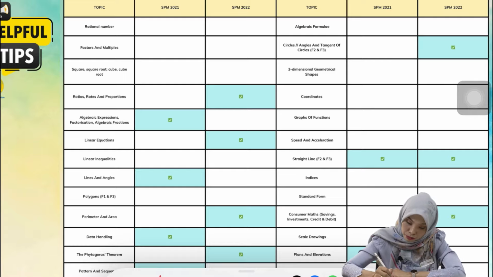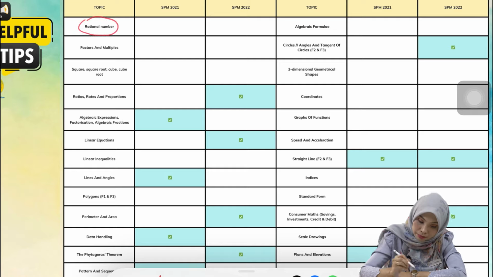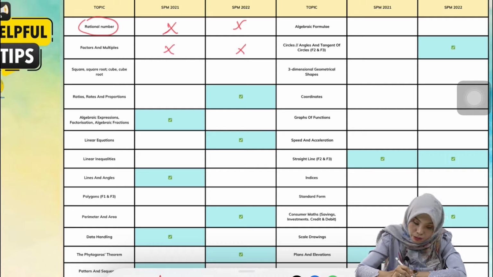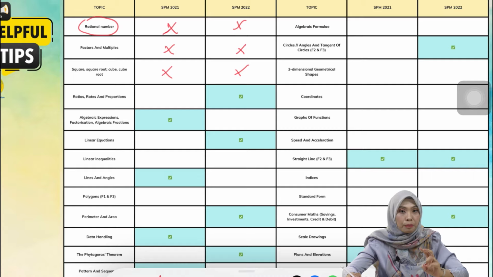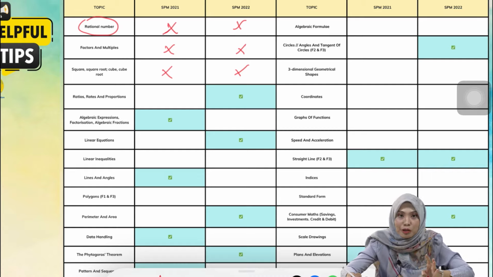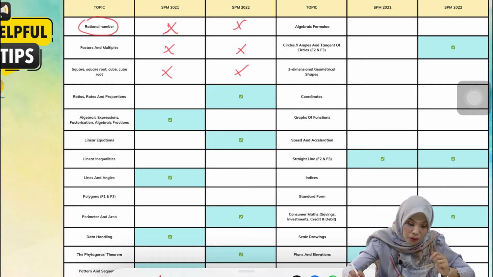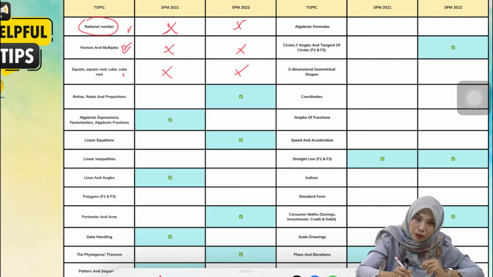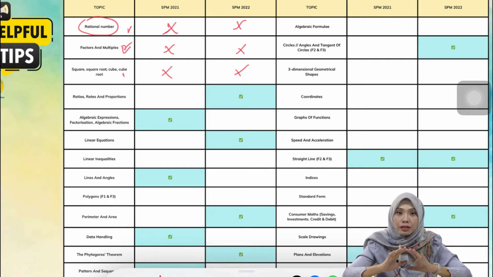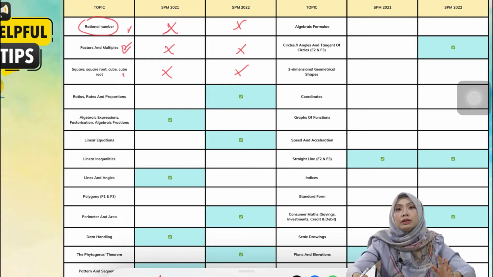Okay, let's take a look at the first one here. Rational number, okay? It did not come out at all in SPM 2021 and SPM 2022. Factors and multiples, not really. Squares, square roots, cubes and cube roots, no. Please remember, I would like to remind you again, this is just for Paper 2. For Paper 1, with 42 objective questions, everything can come out. In fact, one question can combine 2 chapters as one question, or even 3 or more chapters in one question. So please be careful. It can happen in Paper 2 as well.